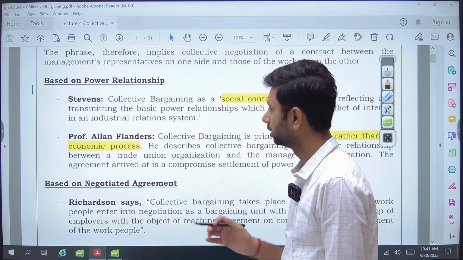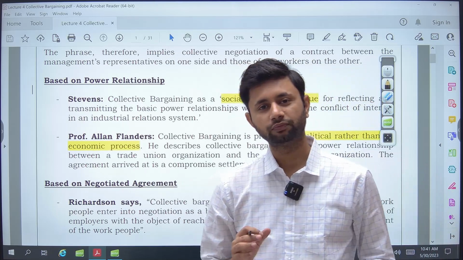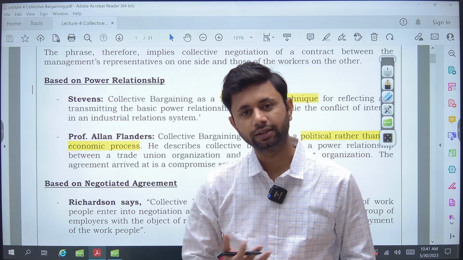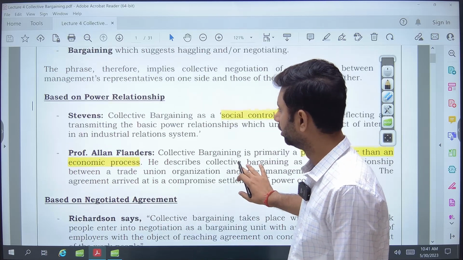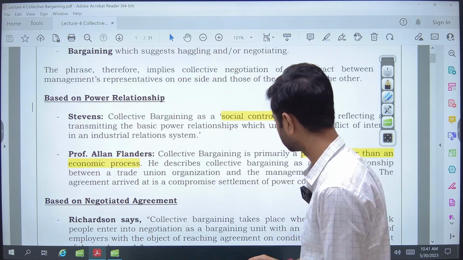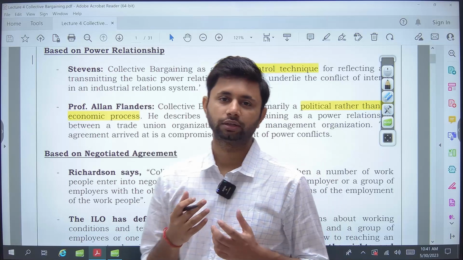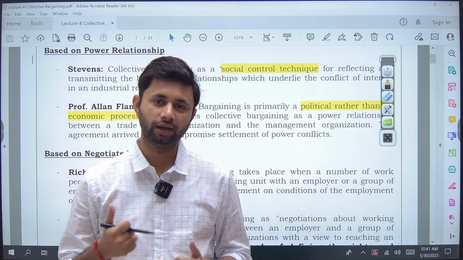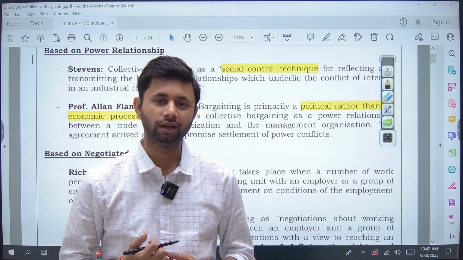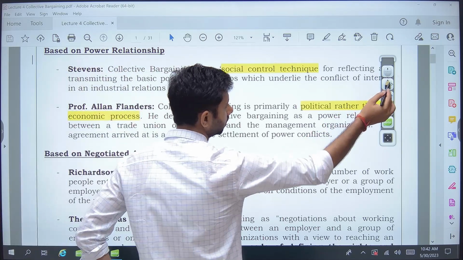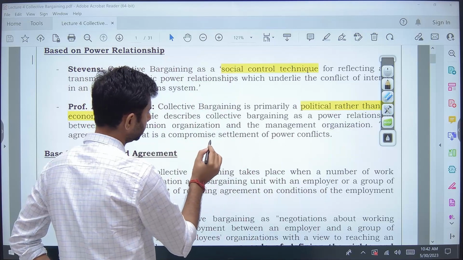So first of all, we'll talk about how Stevens talks about collective bargaining. Stevens said collective bargaining is more of a social control technique where the inherent conflict of interest between workers and management results into a basic power relationship. Similarly, Professor Alan Flanders mentions that it is a power relationship between management and workers where they are involved in a constant fight for their interests and at the end settle with a compromise. See, this is a very key word.